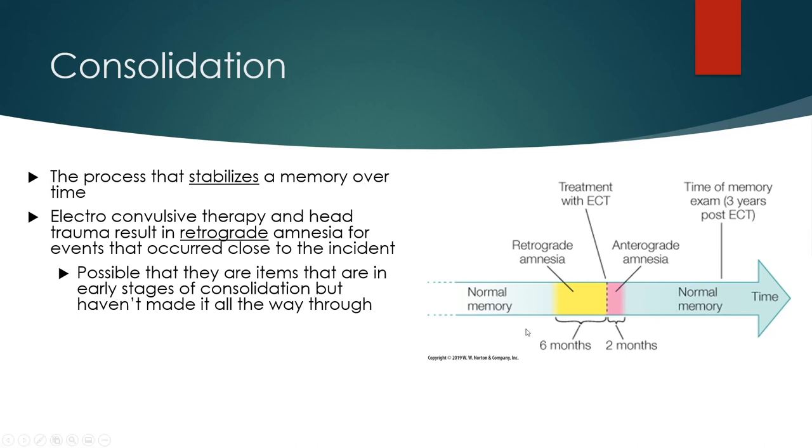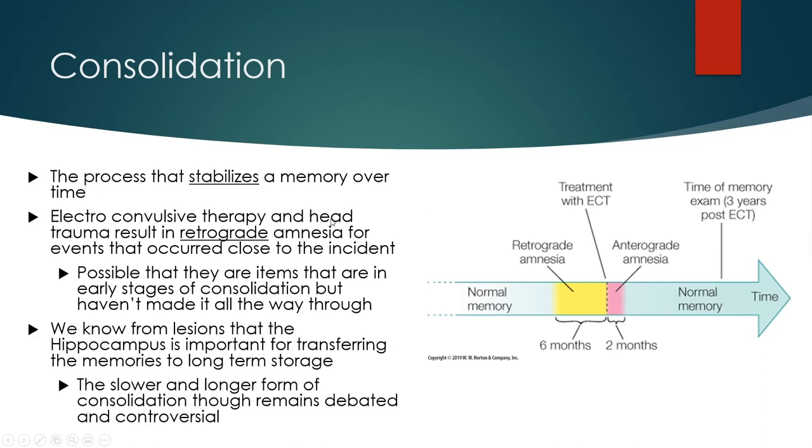This 6 months seems a bit long in this picture that I have. Usually it's a couple of hours to maybe a day that you're losing. But there are cases where you do see more extensive 6 month type periods here. But the idea is that the information in this yellow box has not been consolidated yet. It hasn't been fully stabilized and transferred to long-term memory stores. And so when you have that head trauma, you're losing everything that's inside that consolidation period. And that's what this point is getting at.